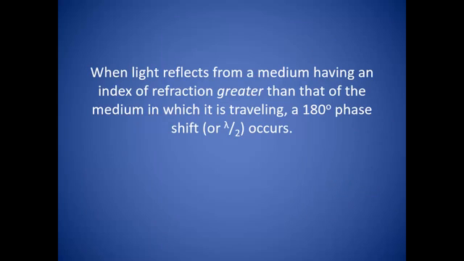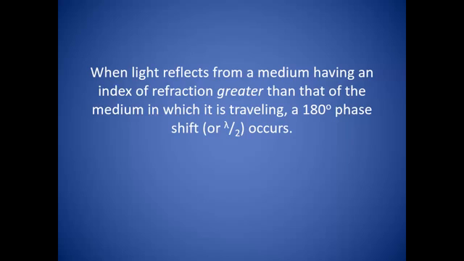Now here's an important point. When light reflects from a medium having an index of refraction greater than that of the medium in which it is already traveling, a 180 degrees phase shift, or half of a wavelength, occurs. So when a film is very thin, the path length difference between the two rays is negligible. They are exactly out of phase, and so destructive interference will occur.